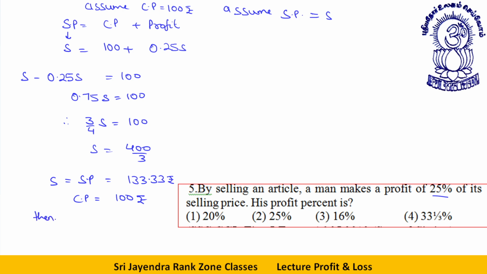then profit percent is equal to 33.33, or 33 1 by 3%. I hope this must be clear to all. Okay, let's move to the next one.